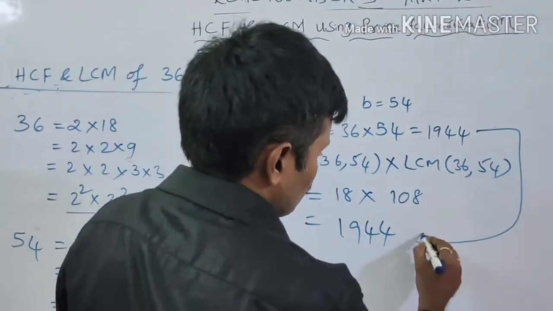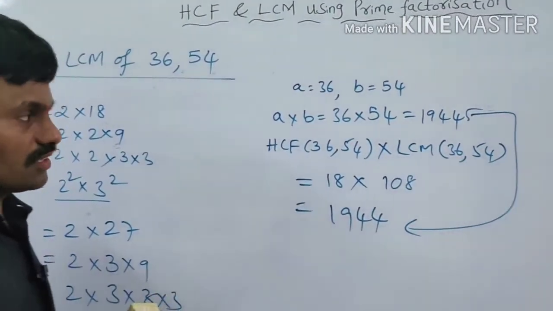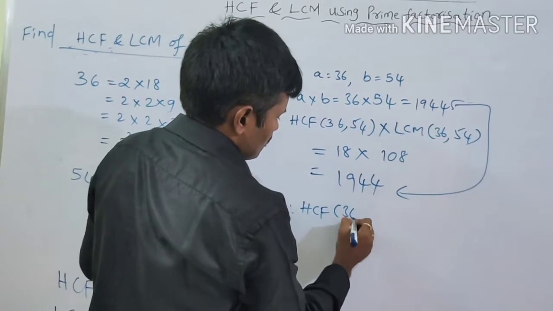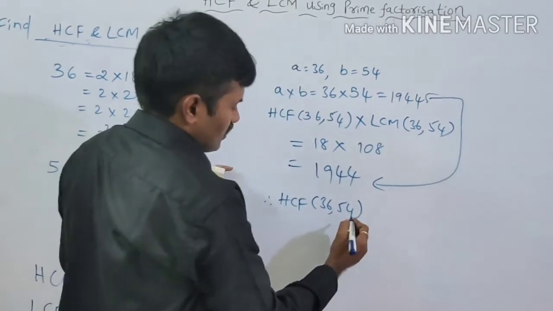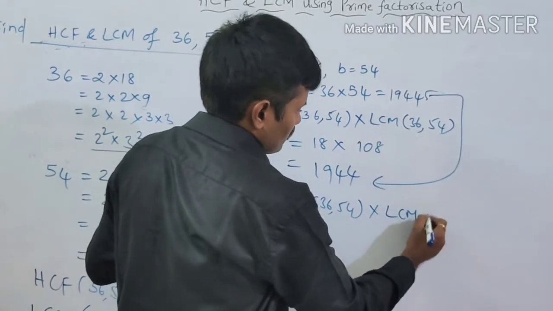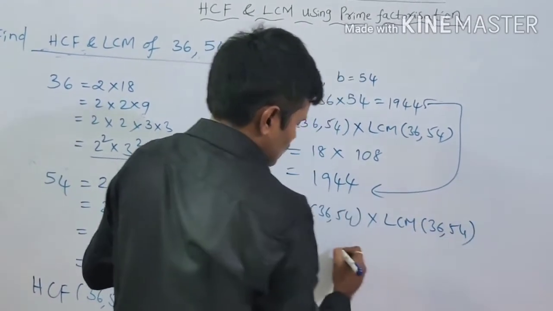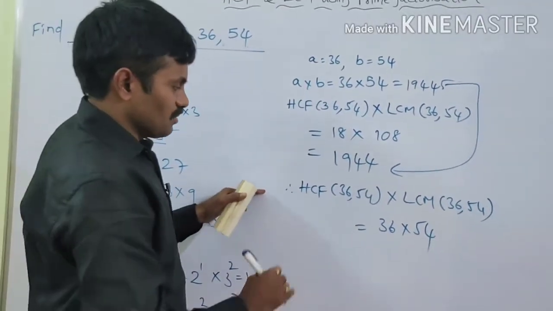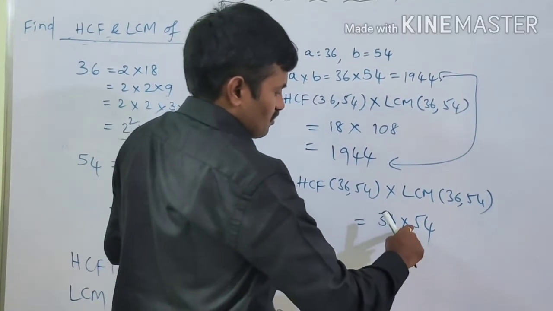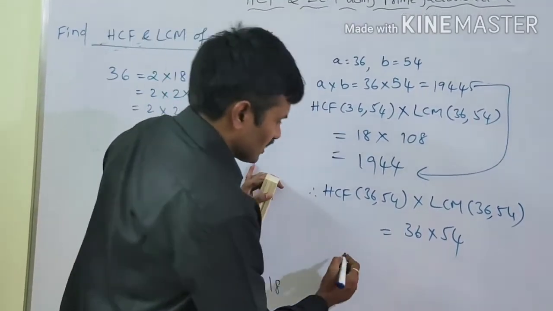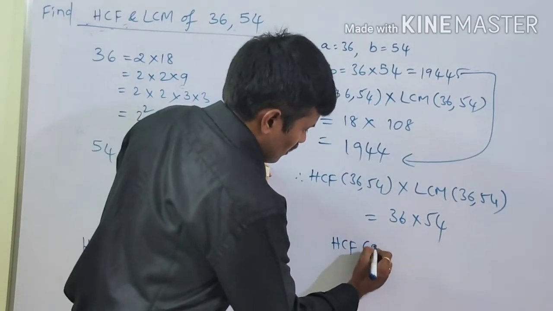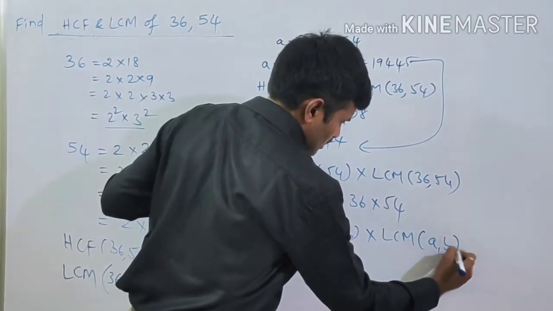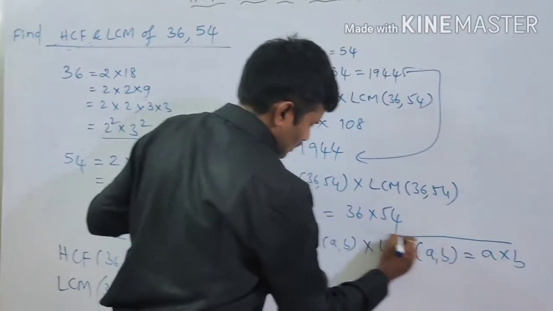Now what do you observe from these two values? Are these the same? Yes. So from this what can you write? Therefore the HCF of 36, 54 into the LCM of these two numbers is equal to the product of those numbers. That means the product of two numbers is equal to the product of their LCM and HCF. If you want to generalize, we can write it as HCF of A, B into LCM of A, B is equal to A into B.